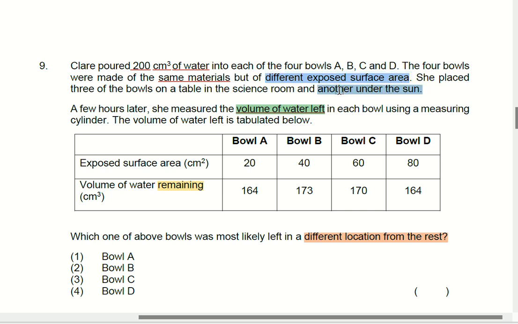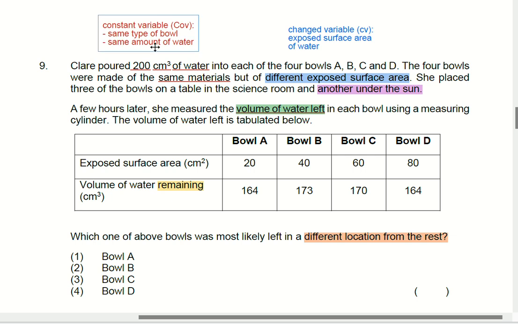So one of the bowls is being placed under the sun. In this case, you see our exposed surface area is actually our change variable, indicated in blue here. And the amount of water being used and the material used for the bowl are actually our constant variables, as indicated right here. So our constant variable is our same type of bowl and the same amount of water being used. However, there's one bowl that's being placed under the sun, while the rest of the 3 bowls are in the science room, which is at room temperature.